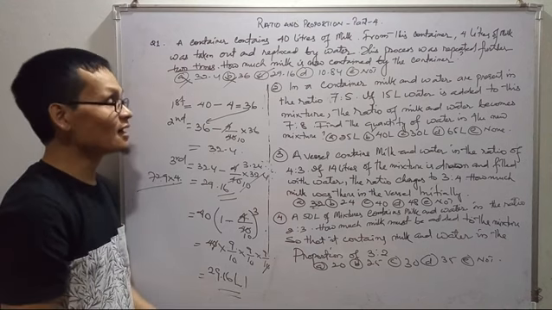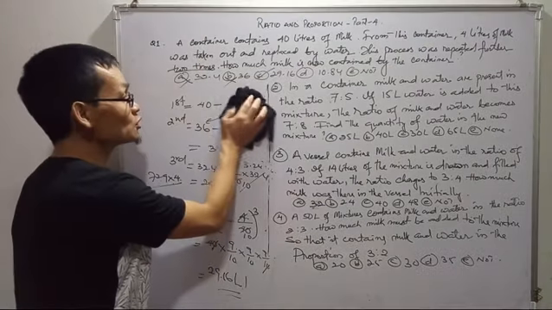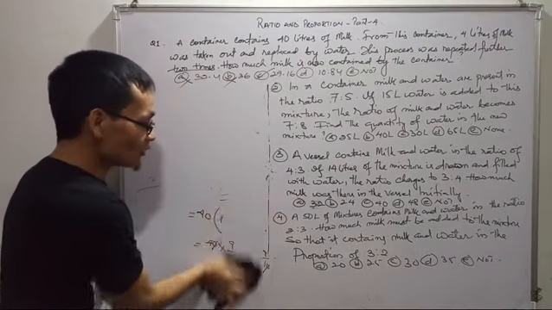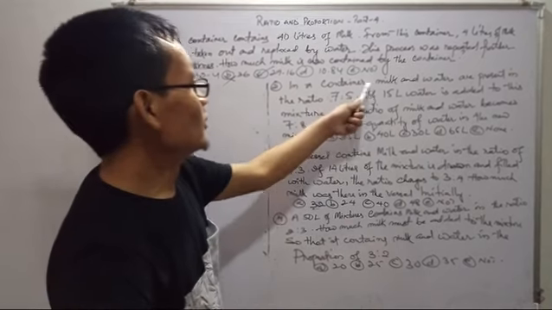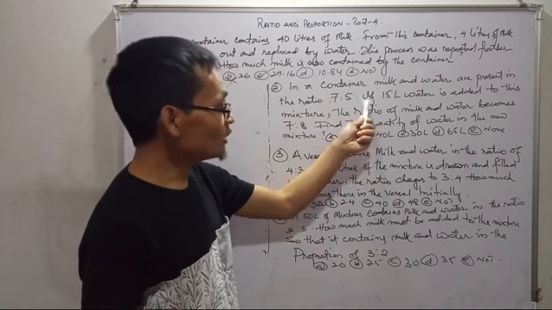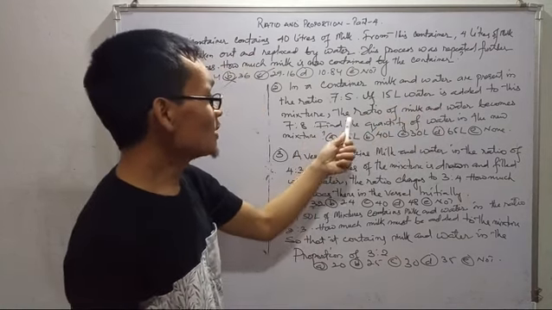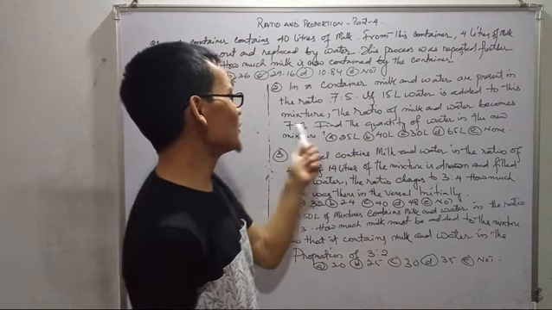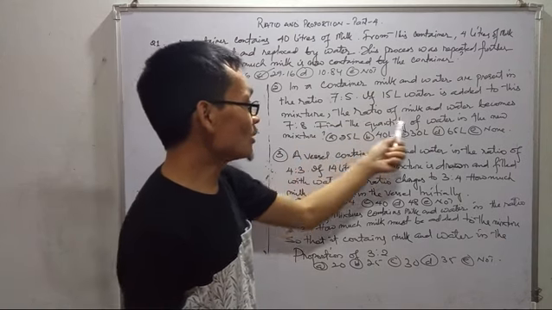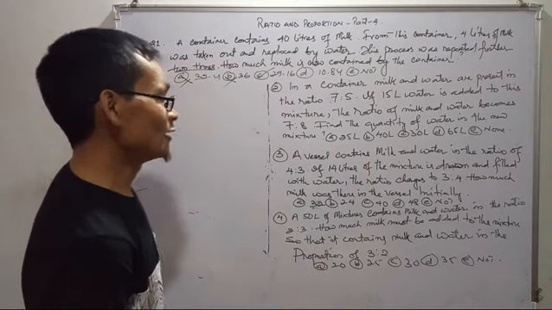29.16 liters is the answer to question number 1. Question number 2: in a container, milk and water are present in the ratio of 7:5. If 15 liters of water is added to this mixture, the ratio of milk and water becomes 7:8. Find the quantity of water in the new mixture.